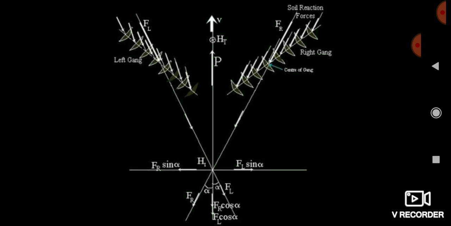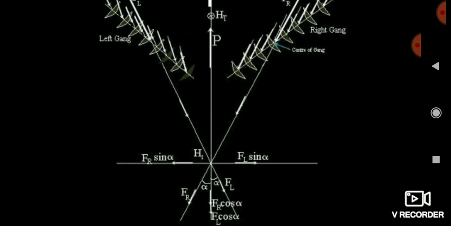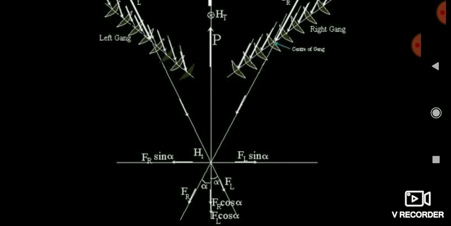And you can clearly understand here the free body diagram of both these forces. The free body diagram of both these forces are drawn and the components are broken. That is, Fr sin alpha is going to balance the Fl sin alpha, and Fr cos alpha plus Fl cos alpha are in the same direction, meaning in the downward direction, but the pull is in the upward direction. Whatever pull we need for moving the disc harrow is equal to the summation of Fr cos alpha plus Fl cos alpha.